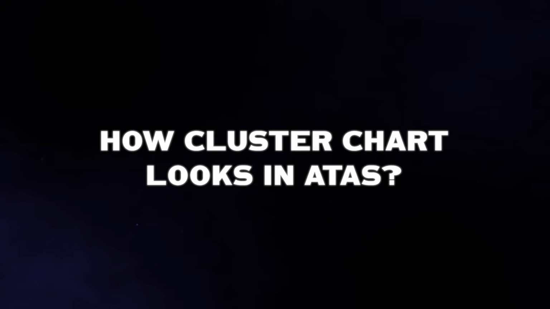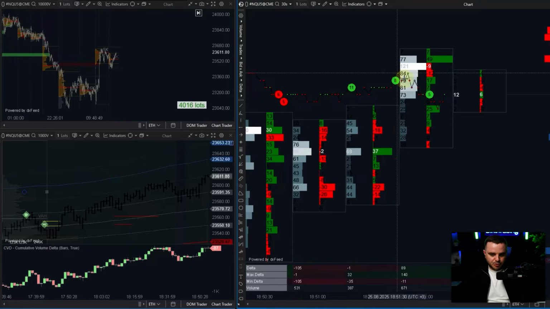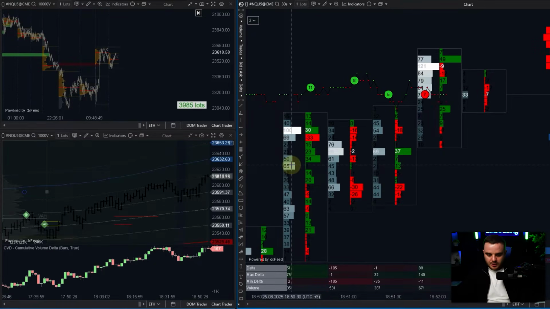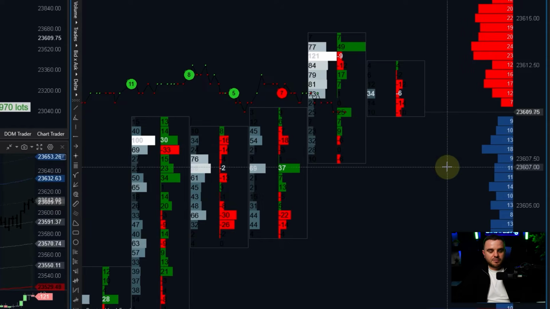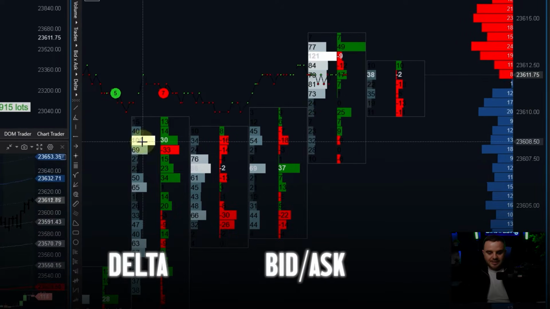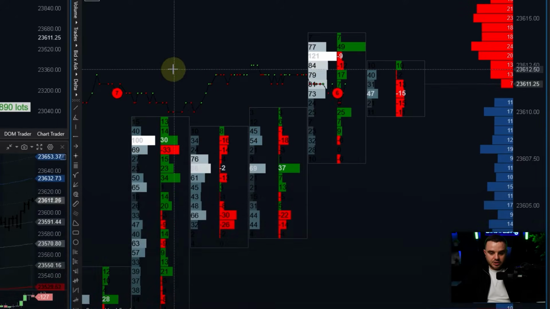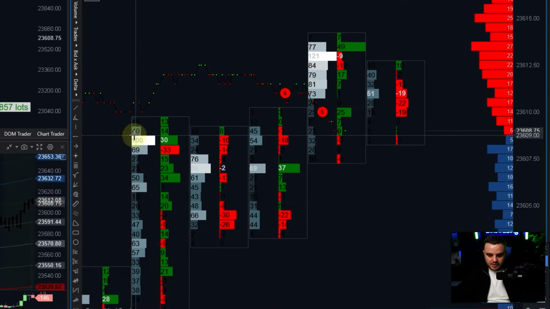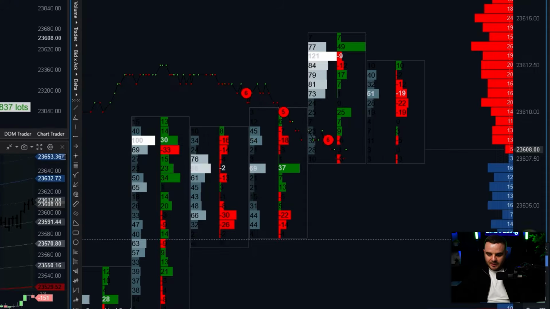Do it right now. That's an example for you of how a cluster chart looks in ATAS. It's just beautiful. It's a work of art. You can do quite a lot of settings with clusters. You can see delta, bid, ask. Plus, you can set up alerts on each cluster. For example, if in this cluster there is significant volume, I can get an alert.